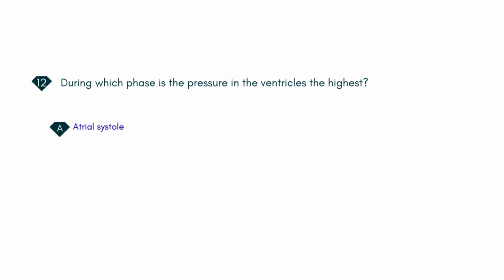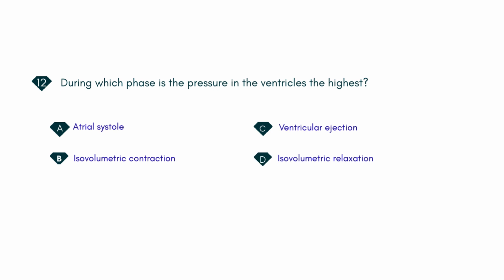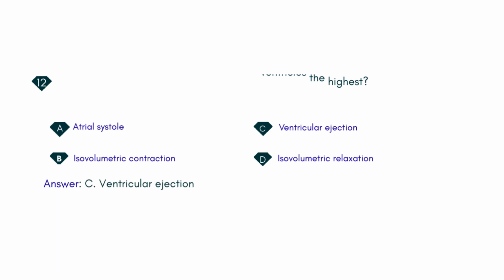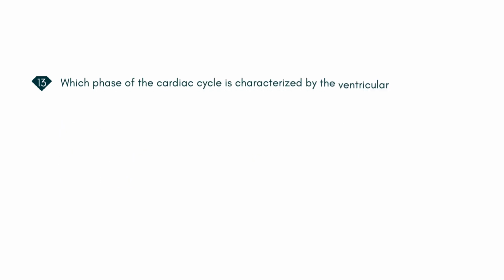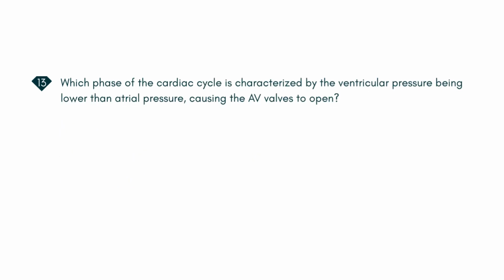A. Atrial systole. B. Isovolumetric contraction. C. Ventricular ejection. D. Isovolumetric relaxation. Answer: ventricular ejection. Which phase of the cardiac cycle is characterized by the ventricular pressure being lower than atrial pressure, causing the AV valves to open?